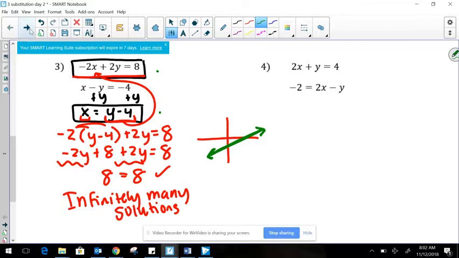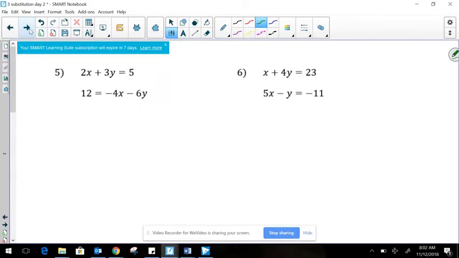Okay, let's turn over to the back side. We're going to do one more, number 5. Okay, we're going to look for the variable that's by itself. I don't see any variables that's by itself. Okay, so we're going to have to solve for one to be alone.